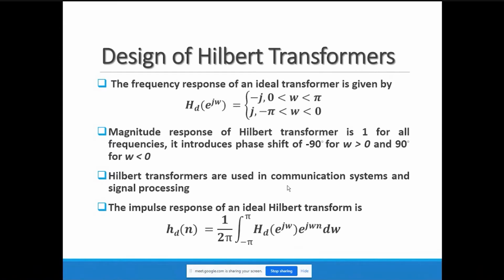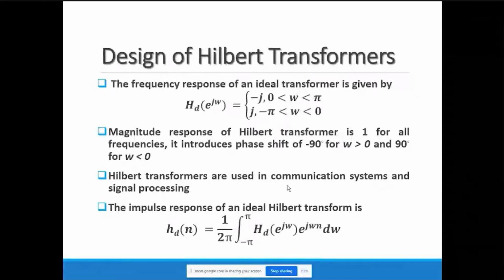So simply the meaning of this is that the magnitude response of the Hilbert transform is 1 for all frequencies. It introduces a phase shift of minus 90 degrees when ω is greater than 0 and plus 90 degrees when ω is less than 0. So this is a simple characteristic of the Hilbert transform.